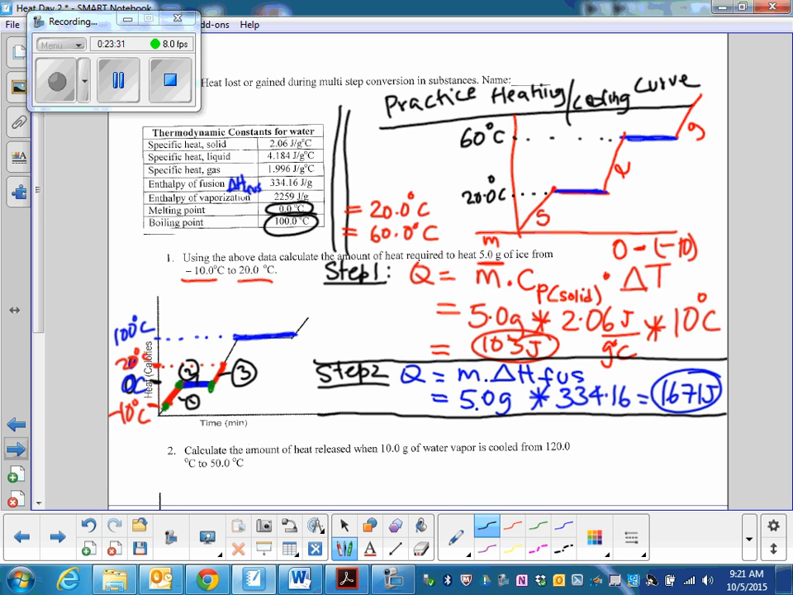Where is my next calculation? Step 3. I'm now on the slope. Gabby, what equation do I use when I'm on the slope?